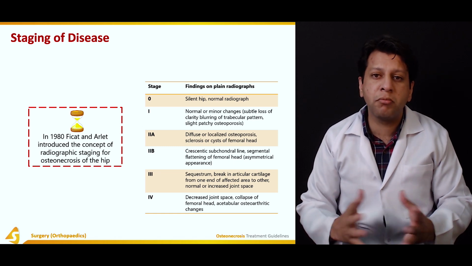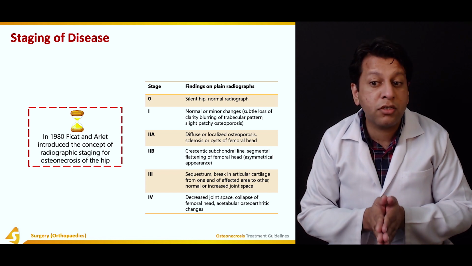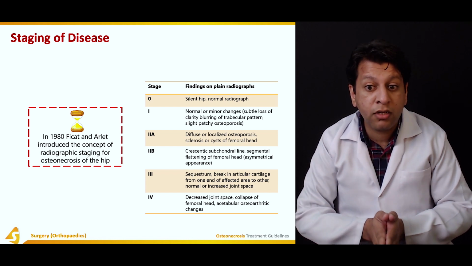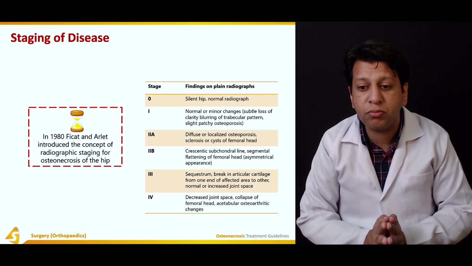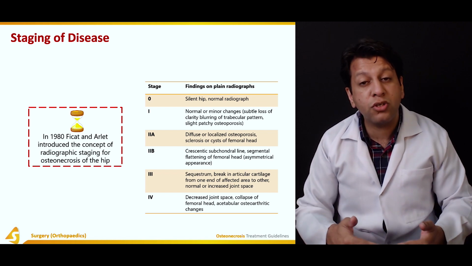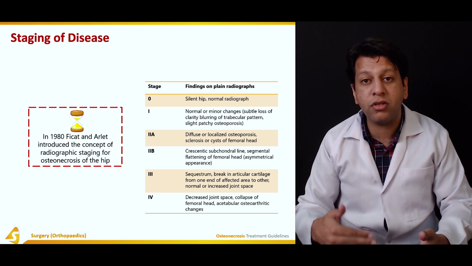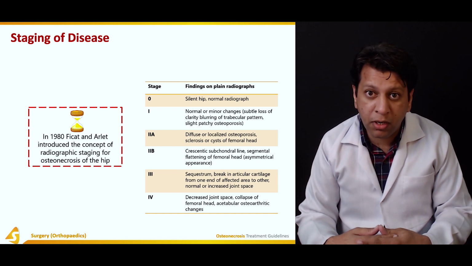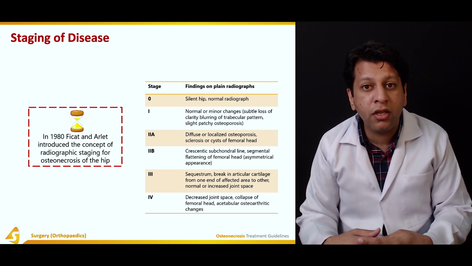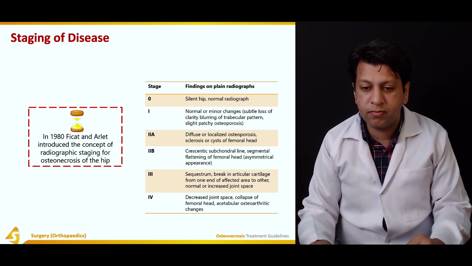So in simple words, remember stage 0 is silent hip, stage 1 is symptomatic but normal X-ray, stage 2 is increased osteoporosis and sclerosis, stage 2A and stage 2B is crescent sign with gradually increasing severity of painful hip, and then stage 3 is fragmentation, and stage 4 is collapse of the head and advanced arthritic changes.